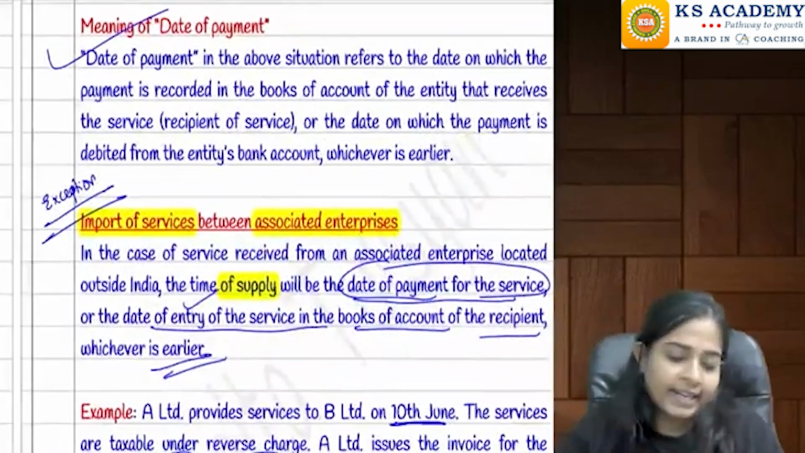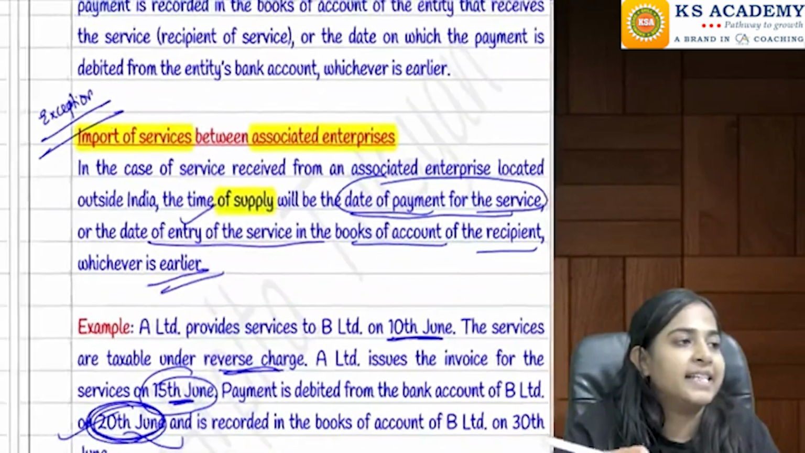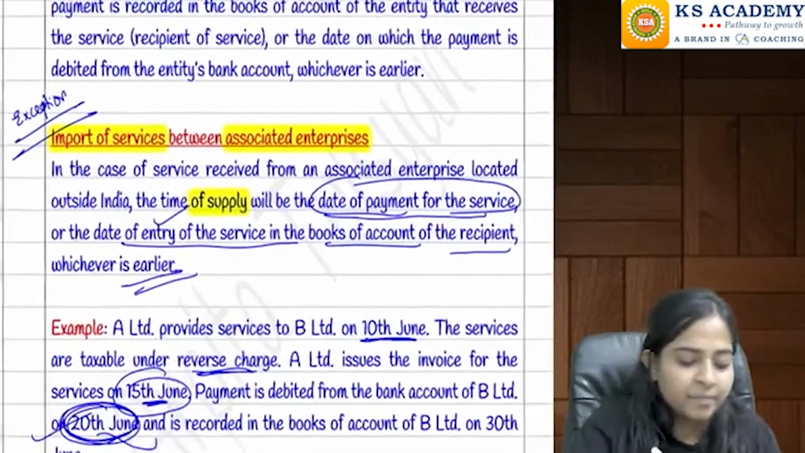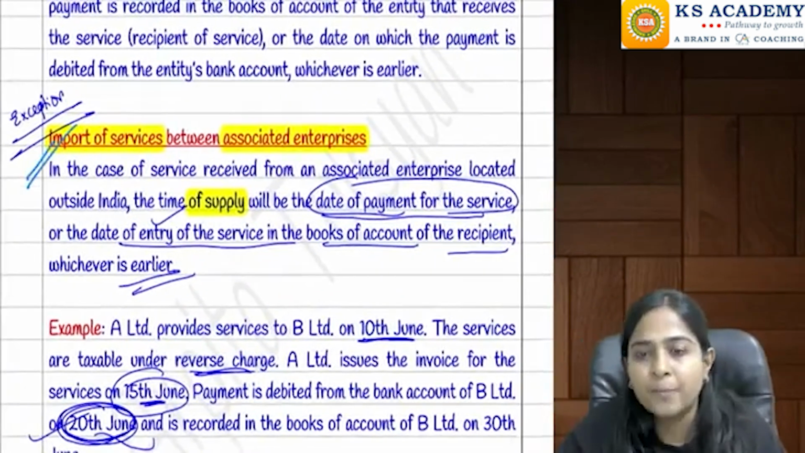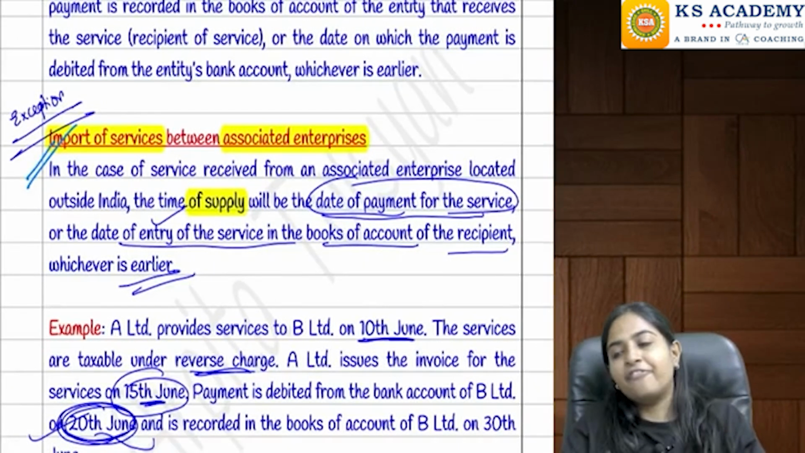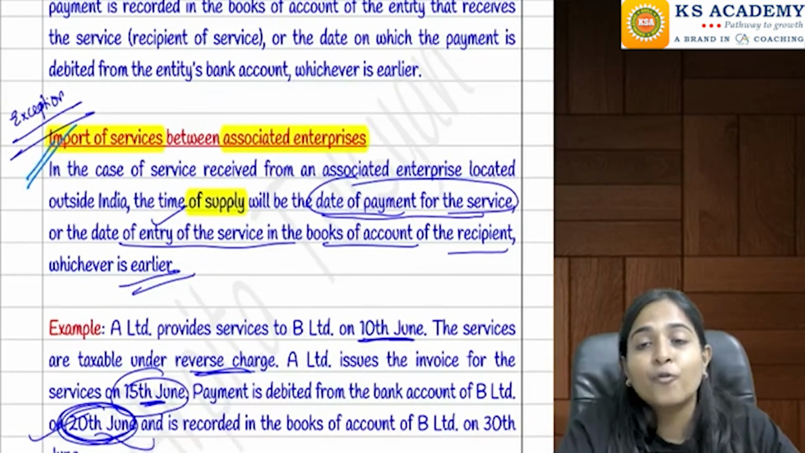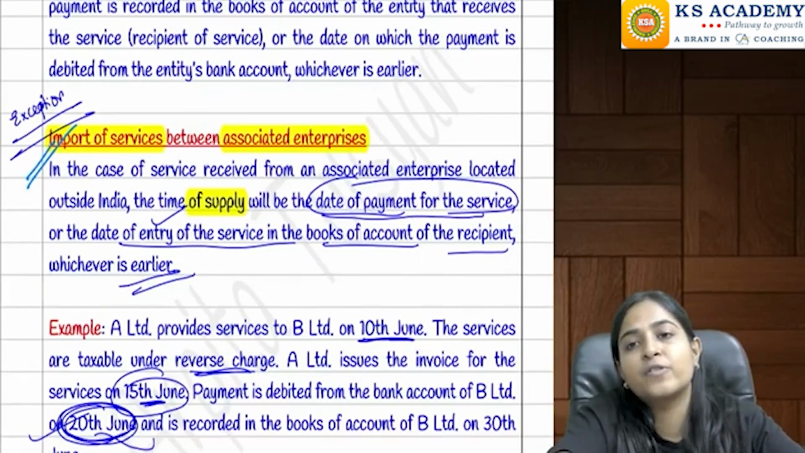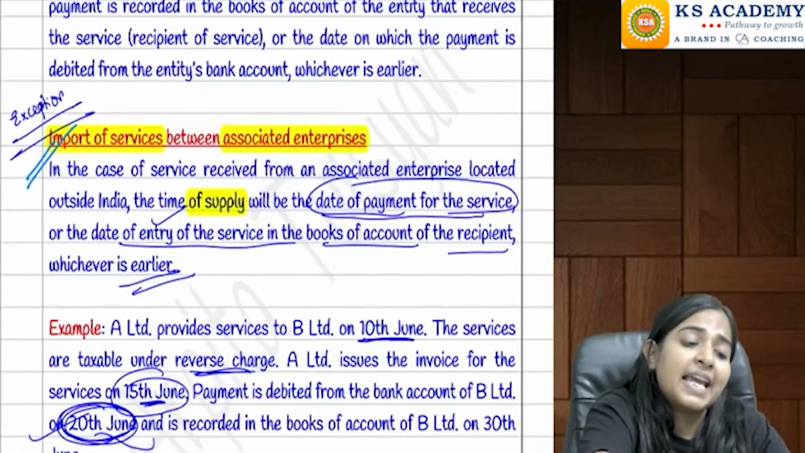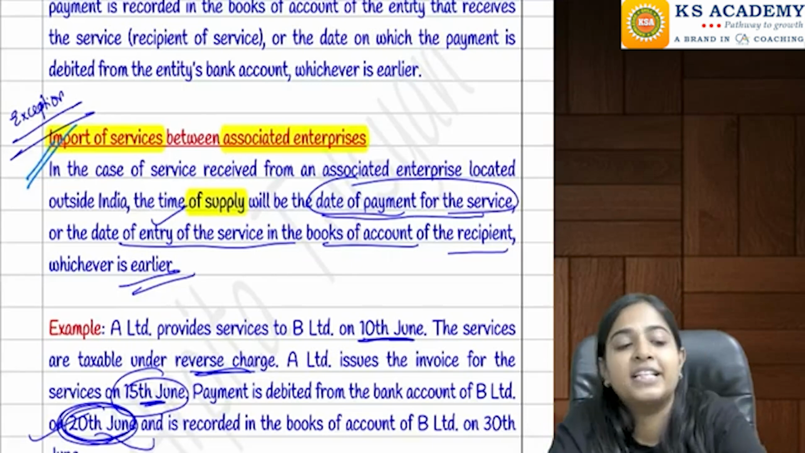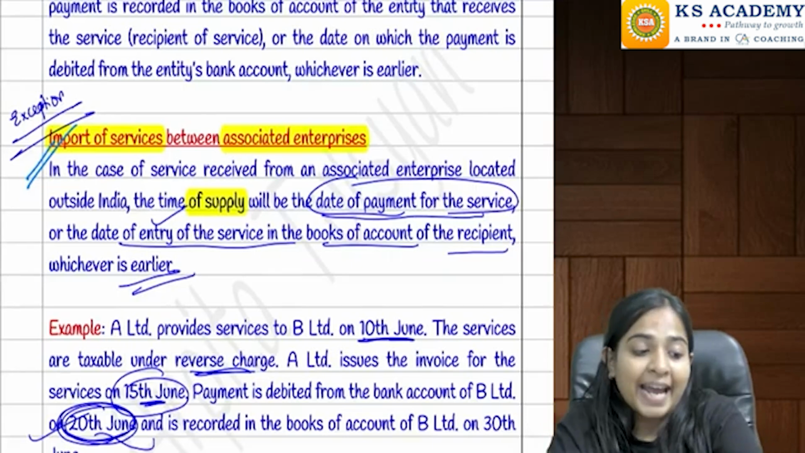Yes. Okay. Then the next point is very, very important. That is an exception point. Can you see here? Yes, everyone, this exception point. Now, let's say if we have received any service from our associated enterprise, definition same as given in your transfer pricing chapter in your direct taxes.